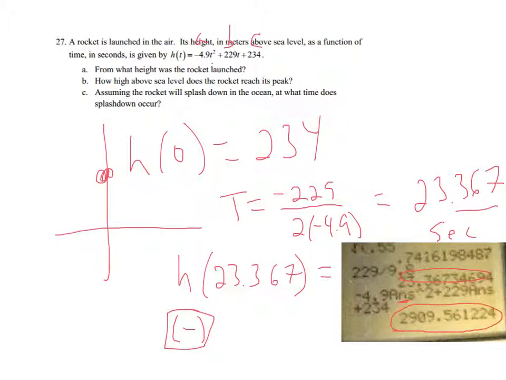Does it say? Does it want? Let's see. So I guess at 23.367 seconds, that rocket is 2909.561 meters high. So the answer is B.